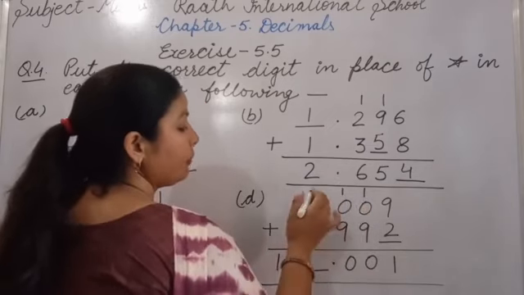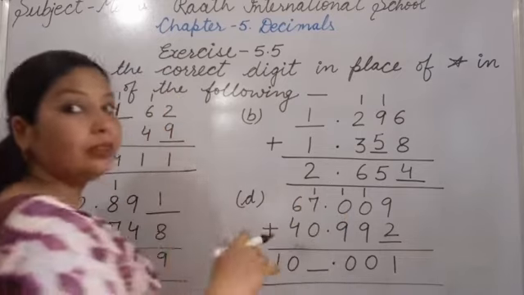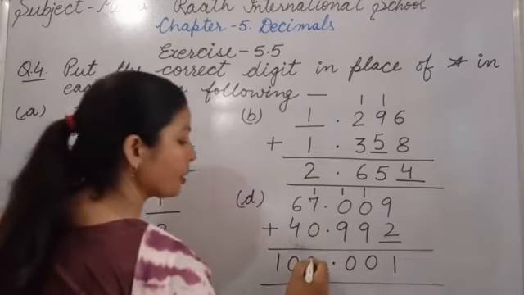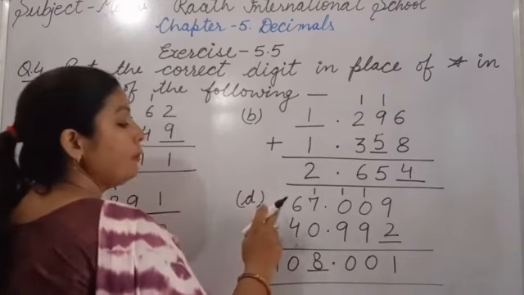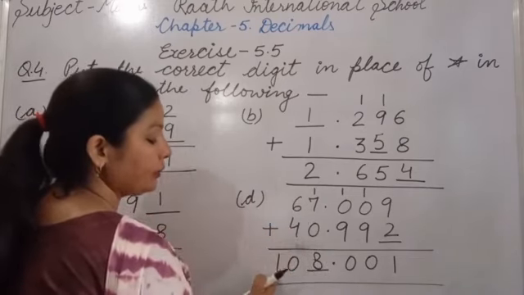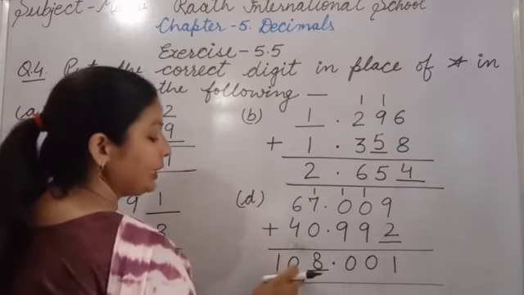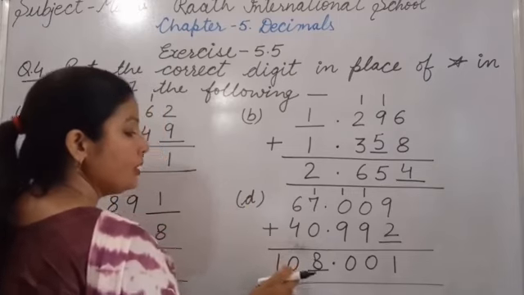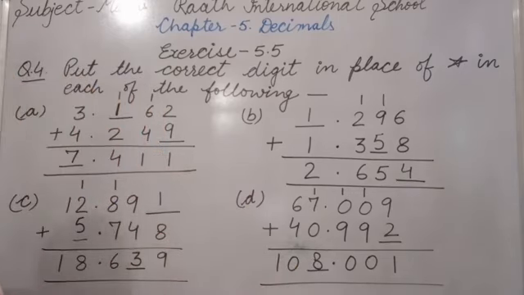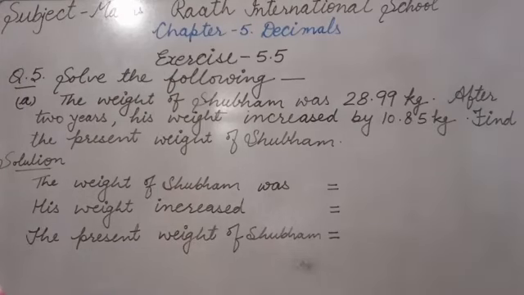Again there is 0 and 1 goes carry. Now 7 plus 1, 8. 8 plus 0, that is 8. Okay. Now 6 plus 4, that is 10. And 10 is already here because there are no digits. So 10 we will write as it is. Okay. So your D part is complete. So like that you have to complete your question number 4. Okay. Now question number 5.